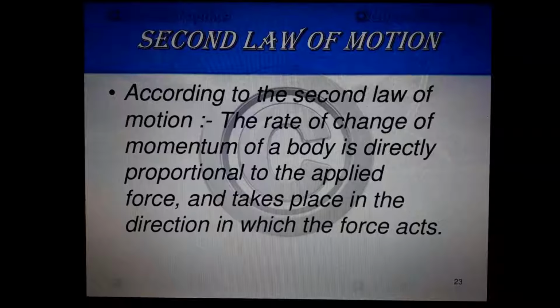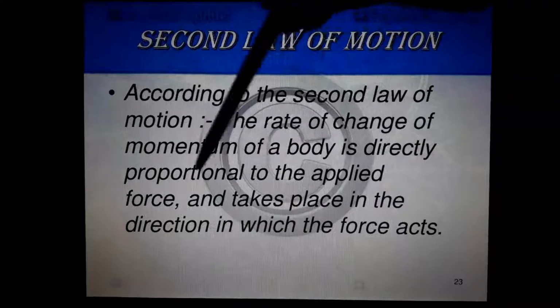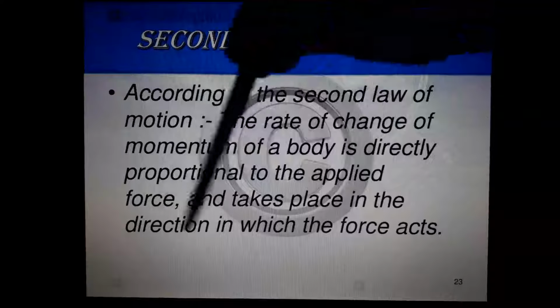According to the second law, this is the definition of the second law of motion. The rate of change of momentum of a body is directly proportional to the applied force and takes place in the direction in which the force acts. So, the rate of change of momentum of a body means momentum divided by time, which is directly proportional to the applied force and takes place in the direction in which the force acts.